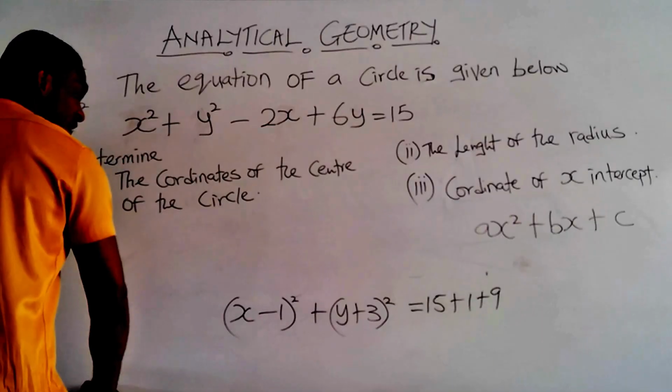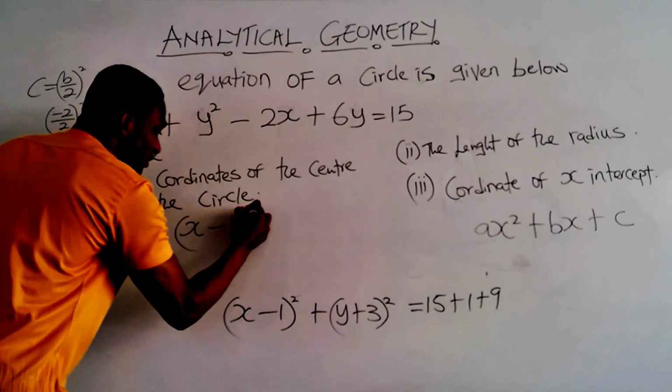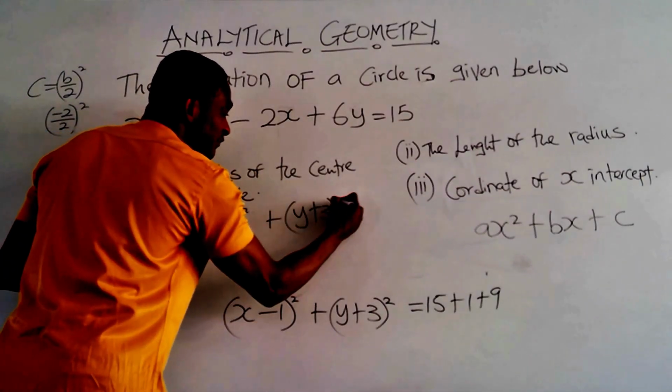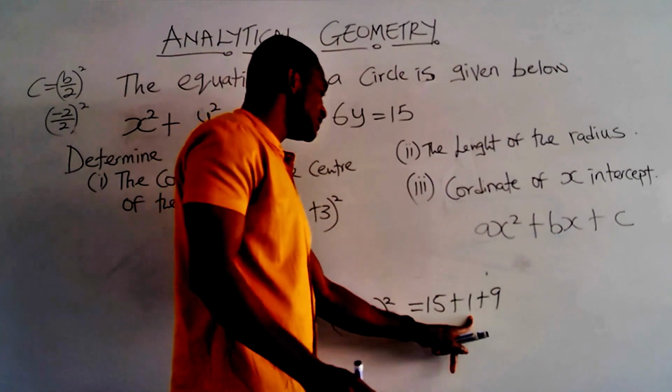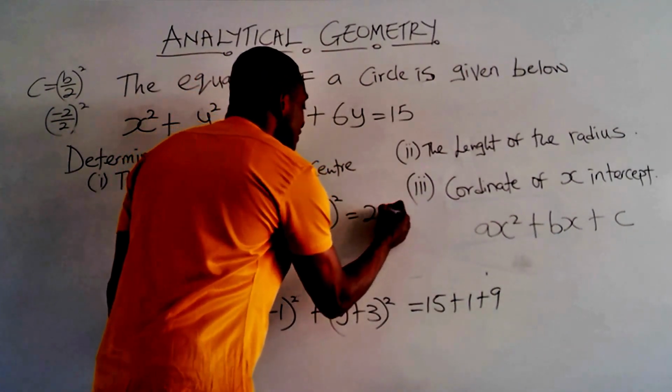will be x minus 1, finally, all squared, plus y plus 3, all squared, and then 15 plus 1 is 16, plus 9 is 25.